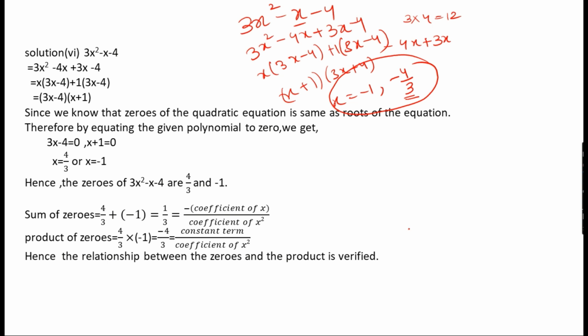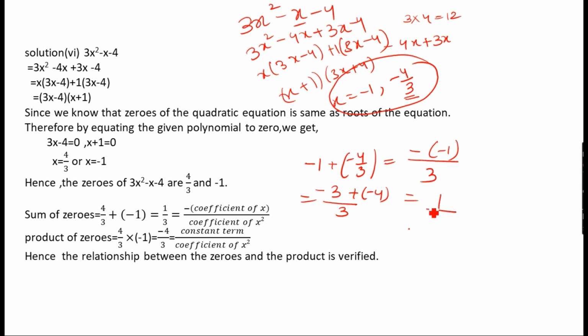Therefore, the roots, the zeros of the given polynomial are minus 1 and 4 by 3. Hence, we know that the sum of the zeros of the polynomial is minus b by a. The value of b is minus 1 and the value of a is 3. On taking the LCM, we get 1 by 3.